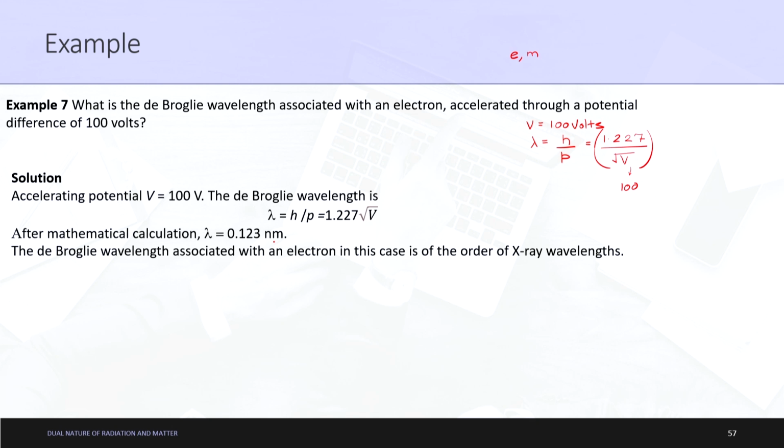So the de Broglie wavelength associated with an electron in this case is of the order of X-ray wavelengths. This is just for your comparison only; you do not need to remember that it is of the order of X-ray wavelengths. You just need to do the calculations in your exams. So please remember this formula, and I guess that is the end of wave nature of matter.